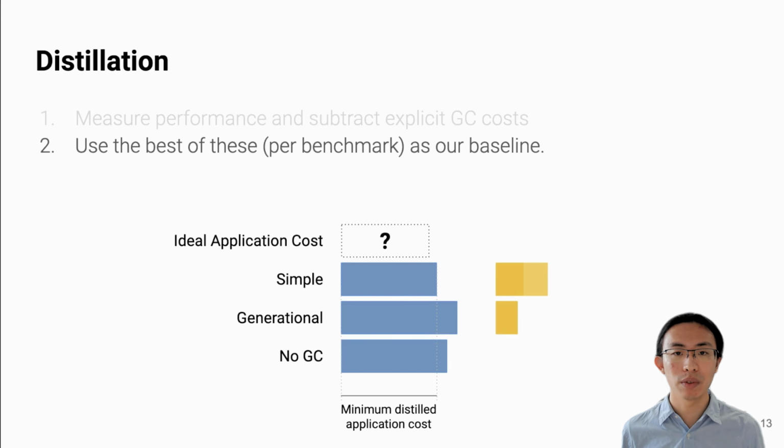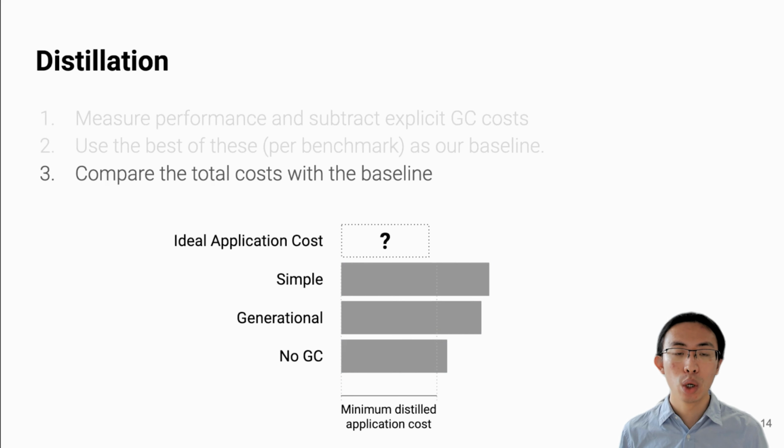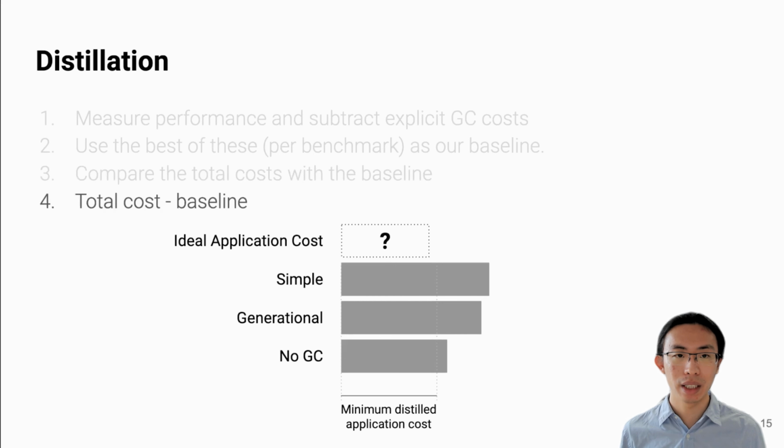They are only approximations of the ideal cost and are always larger. We choose the best of these as our baseline because it best approximates the ideal cost, and we call it the minimum distilled application cost. Note that the GC that achieves this minimum can vary depending on the benchmark. We then compare the total cost of each GC with this baseline. We subtract the baseline from the total cost, and boom, the difference, these red blocks, is what we call the lower bound overhead, LBO, or elbow.